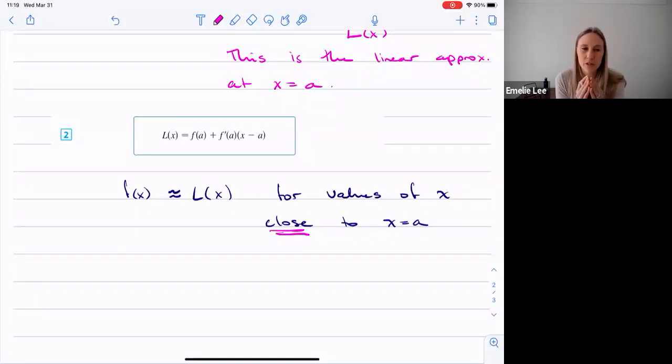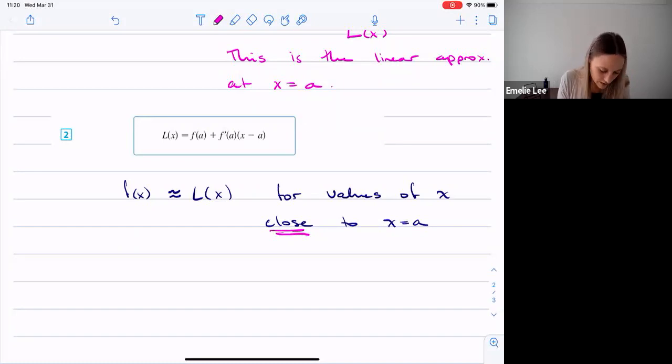The x values that we're talking about have to be close to that value of A, because as we saw when we did a fake zoom in, that line is only a good approximation for a short interval. So we need to keep that in mind. We have to have values of x that are close to A.